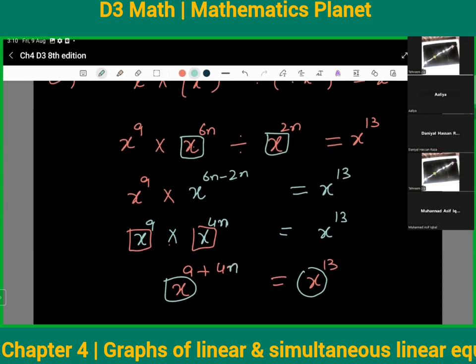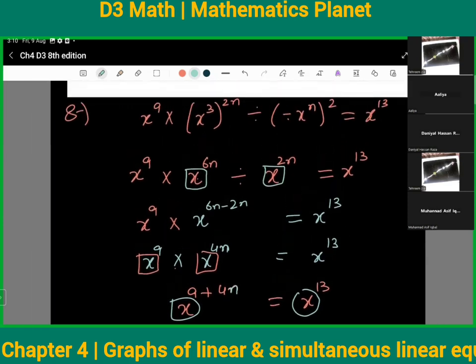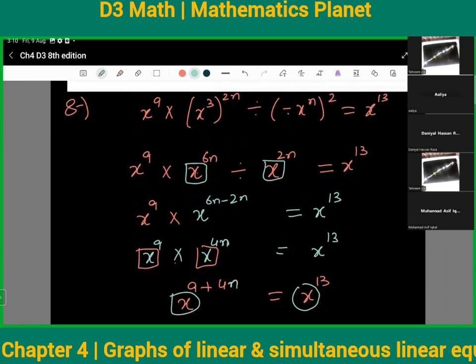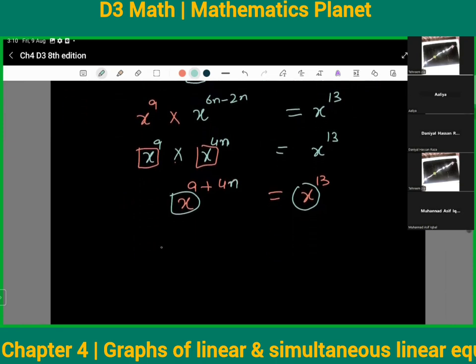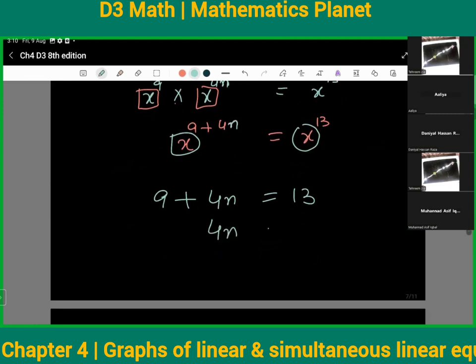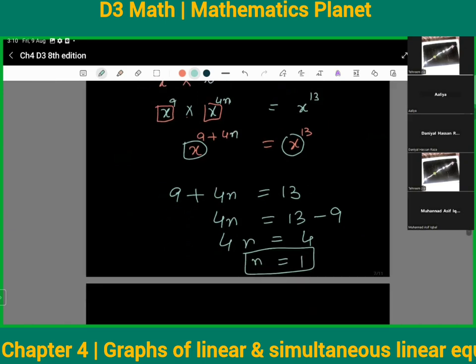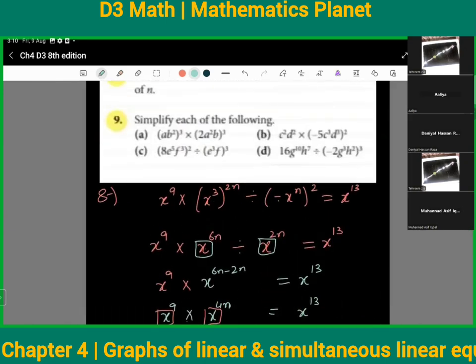Check the steps once again. I can wait. Okay, so now bases are same on the left hand side and right hand side, so we can equate the powers. 9 plus 4n will be equal to 13. So 4n is equal to 13 minus 9. 4n is equal to 4. So n will be equal to 1. Got it? Yes.